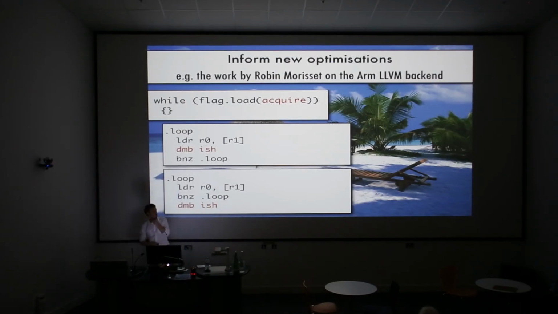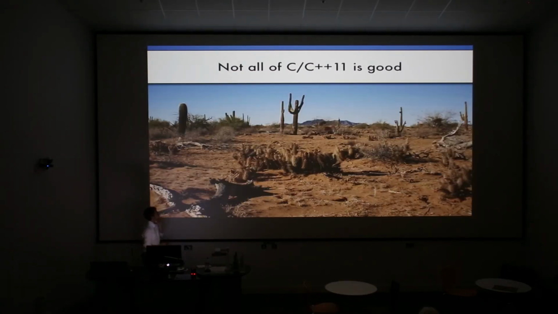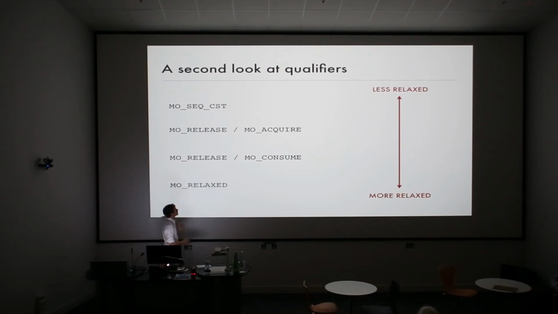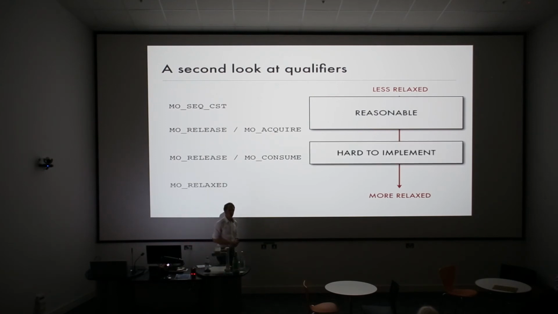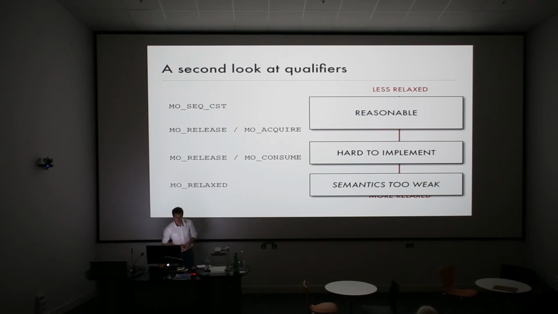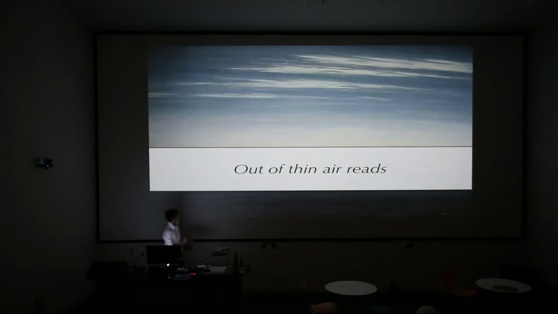Okay, now, all this is good, but not all of C and C++11 is good. Let's look again at the qualifiers. Sequentially consistent and release-acquire are reasonable. Release-consume is hard to implement, and as far as I know, it is not implemented by any compiler today. It is treated like release-acquire. And relaxed is definitely too weak. And I'll show you this with one example. This brings us into a world which is called out-of-thin-air reads.